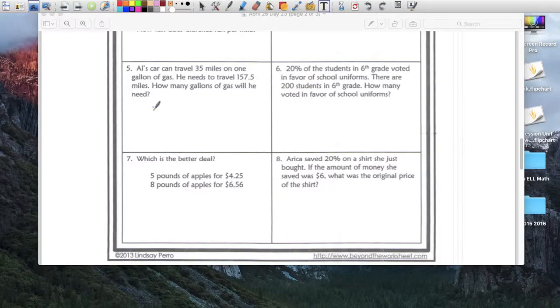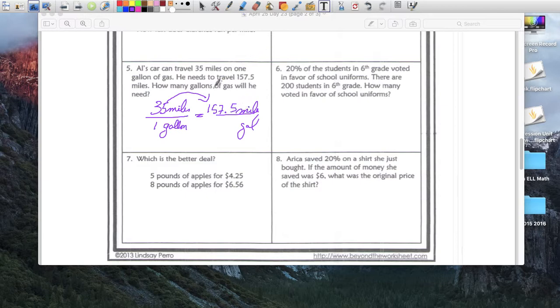Al's car can drive 35 miles in 1 gallon of gas, and I'm writing that relationship as a fraction. That's pretty good. He needs to travel 157.5 miles. How many gallons? So on that side, I'm going to write miles again and gallons. Okay, so let's see how much. It's going to be 157.5. So how many gallons will that take? Is the relationship this way? Is 35 times anything going to give you 157.5?